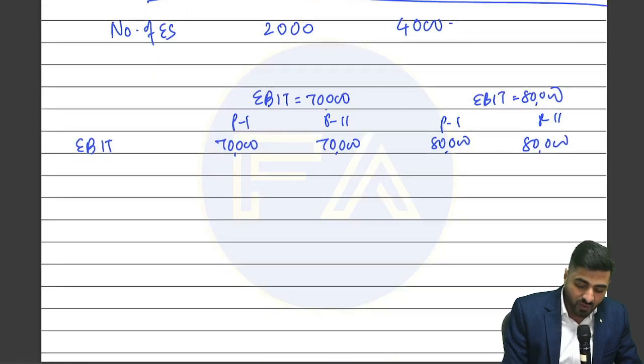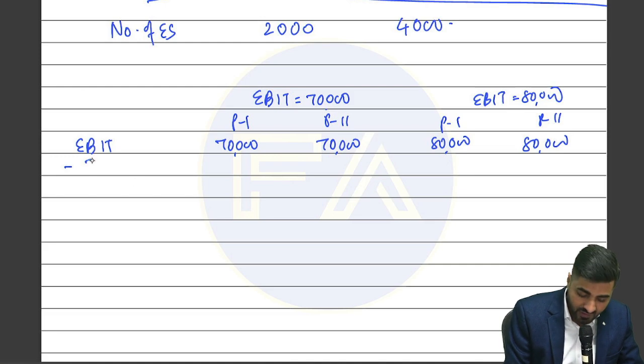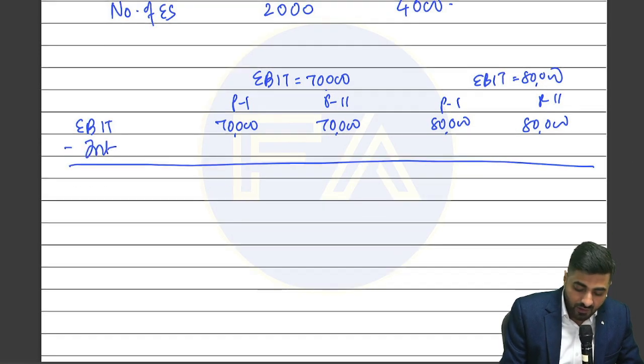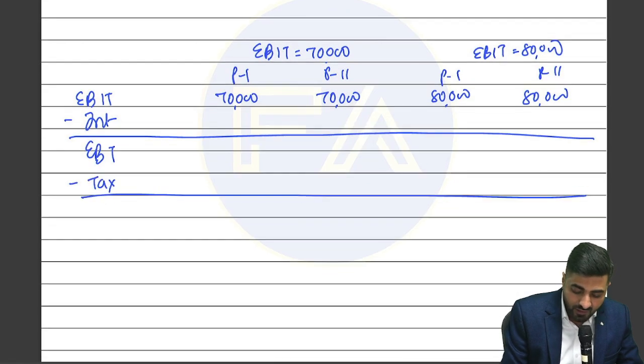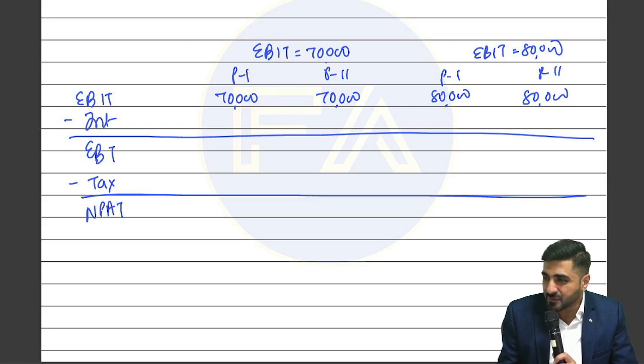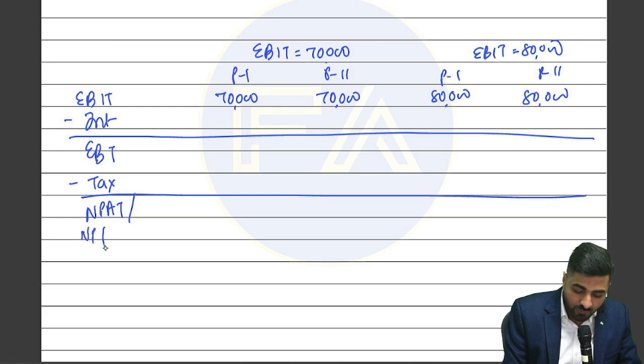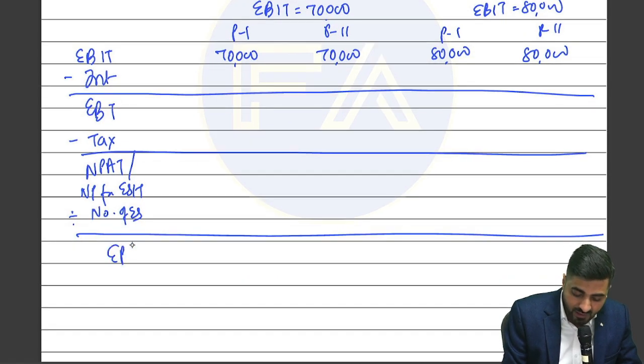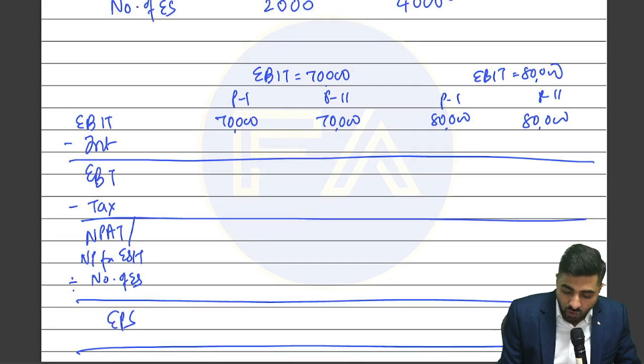From EBIT, guys, what do you subtract? Interest. What do you get? EBT. From EBT, what do you subtract? Tax. What do you get, beta? NPAT. And is there any preference dividend in this particular question? No. So all the profits belong to whom? Equity shareholders. If I divide by the number of equity shares, guys, what will I get? EPS. Are you all okay with the format?